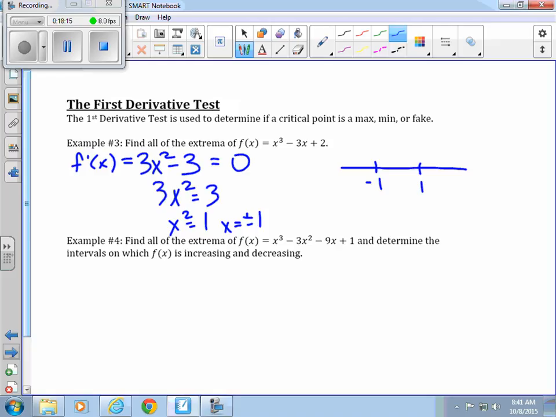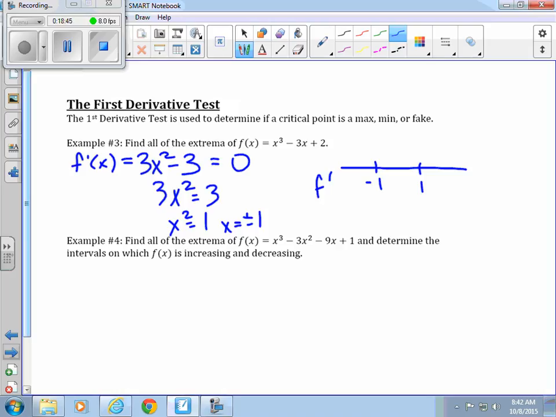To the left of negative 1, I'm going to pick a point, which is negative 2. And I'm going to plug that into the derivative. I'm going to even label it like that so you'll know I'm plugging that into the derivative. Why is it in the derivative? Because I want to see if the derivative is positive or negative. So I'm going to do a sign chart for the derivative.